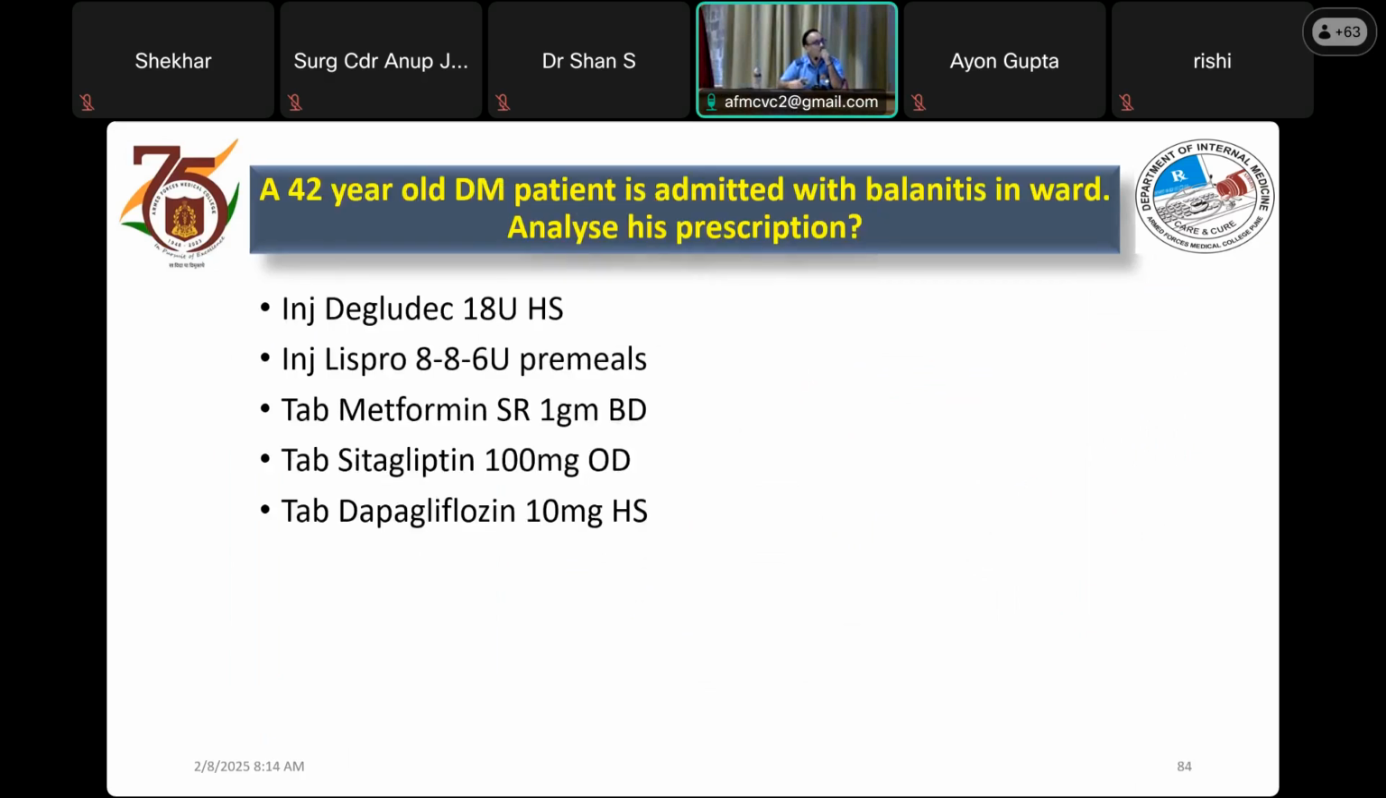So any pharmacology resident there? We have a 42-year-old diabetic patient who is admitted with balanitis in the ward, and this is his prescription. So please analyze this prescription and suggest any amendment required.